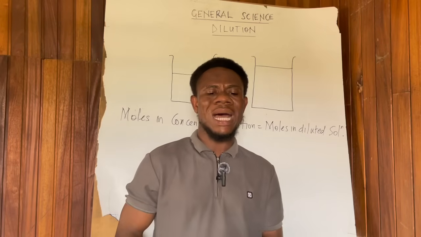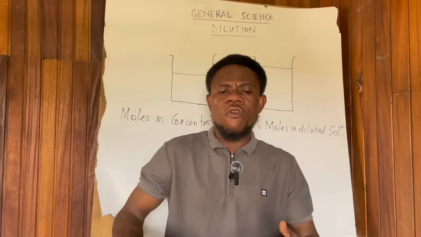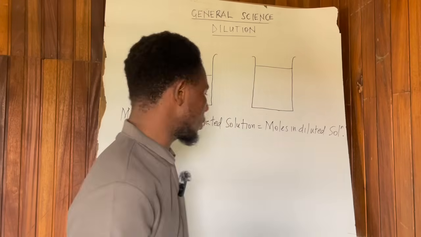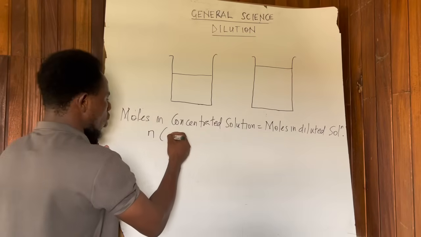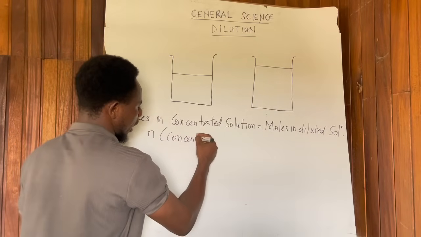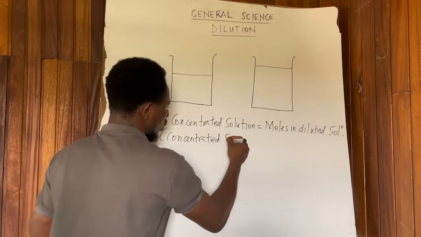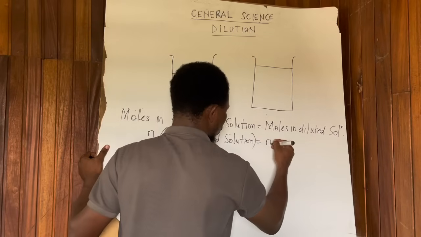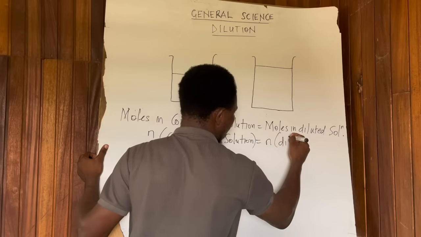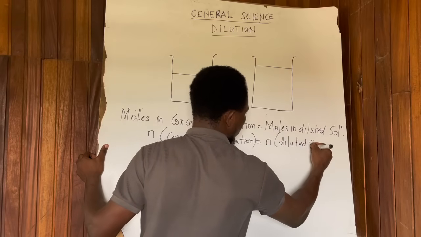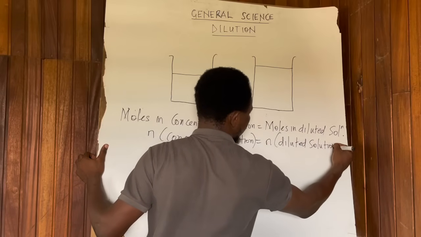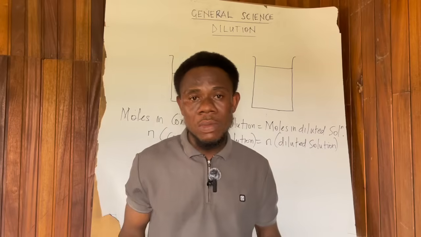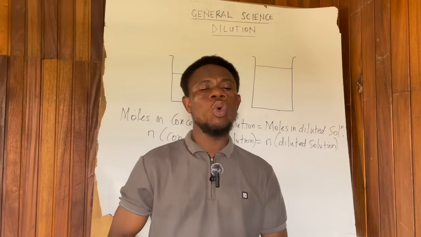Now we can also say that the number of moles of concentrated solution is equal to the number of moles of what? Diluted solution. This means the number of moles of concentrated solution is equal to the number of moles of diluted solution, because our amount of substance remains the same. Our amount of substance will not change.